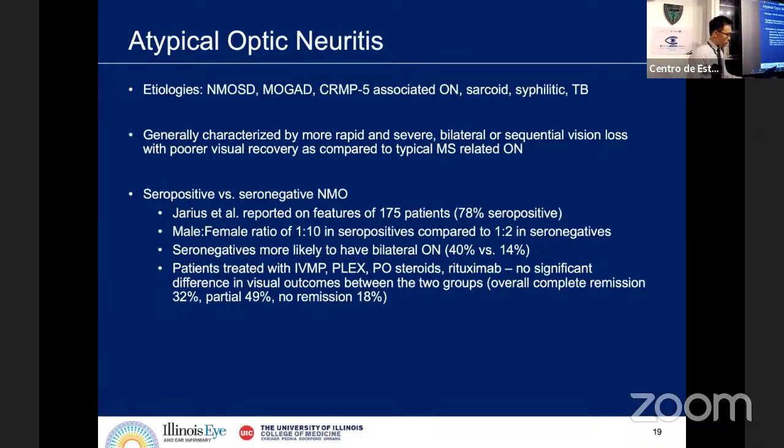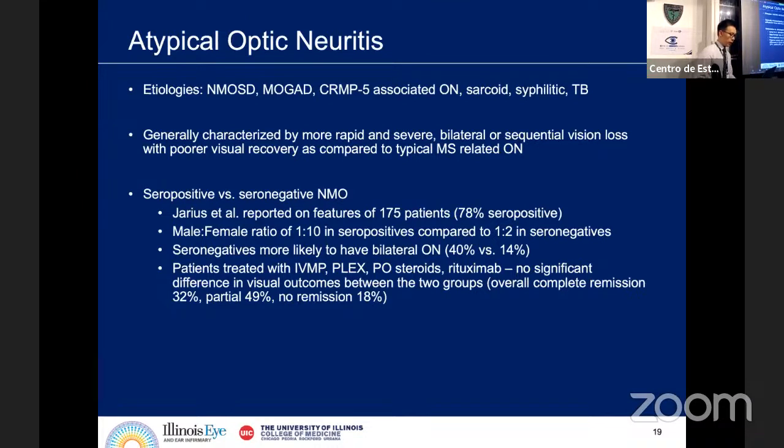Interestingly, there's a study that was done looking at seropositive and seronegative NMO, which is possibly more relevant to our patient here. They reported on 175 patients, the majority of which were seropositive. And they found that in the seropositive group, there was a higher ratio of females compared to the seronegative group, where there were still more females, but at a much lower ratio.